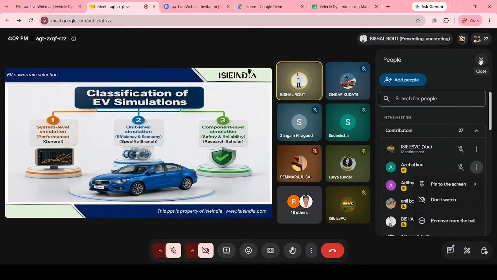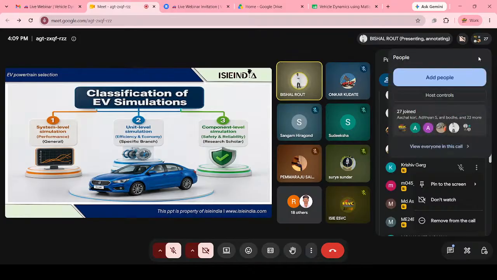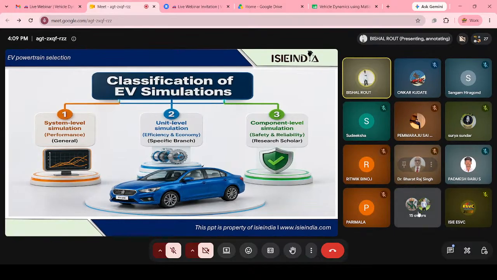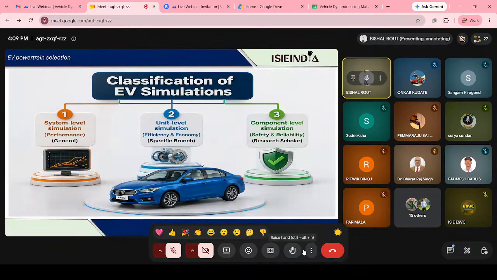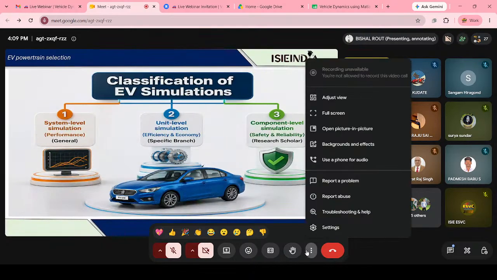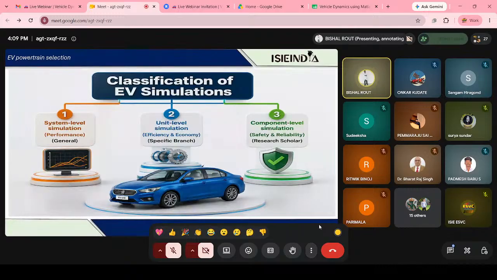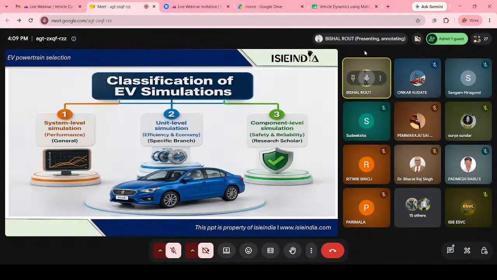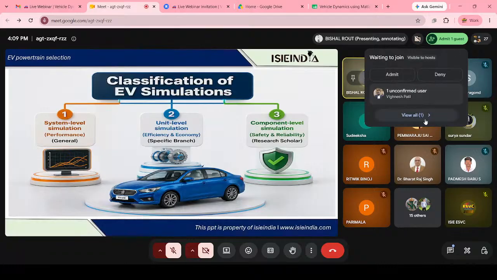First, we need to understand the various classifications of EV simulations. If I'm talking about the classification of EV simulation, they have been divided into three types. One is the system level simulation. Second is the unit level simulation. Third is the component level simulation. These three levels of simulation are not isolated. Professional automotive development engineers often use all three levels together.